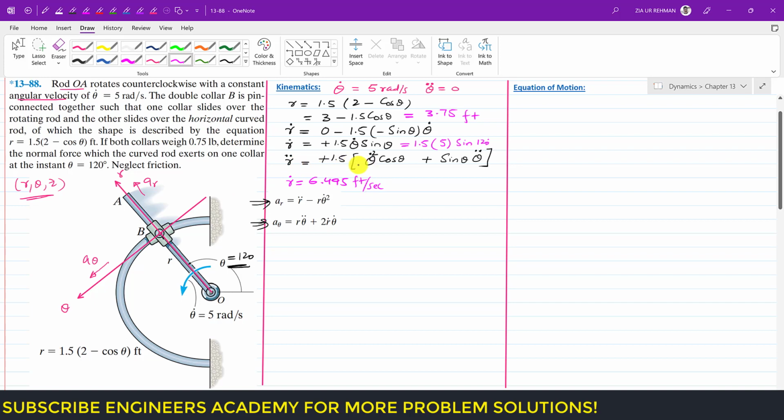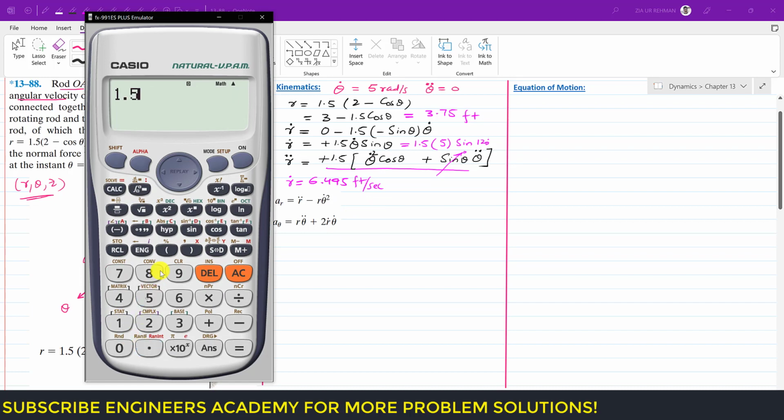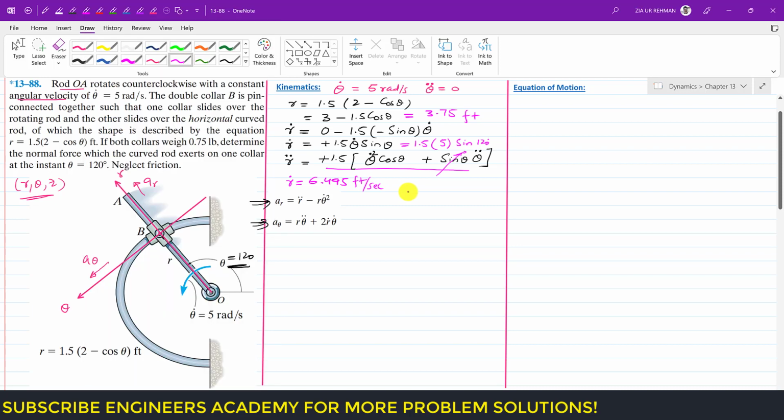Similarly, we can find r double dot. We can put the values in this equation. Again, theta dot is 5 and theta double dot is 0, so this whole term will become 0 and we will be left with this. So r double dot is 1.5 into theta dot square, 5 square, cos of 120 degrees. So r double dot is minus 18.75.